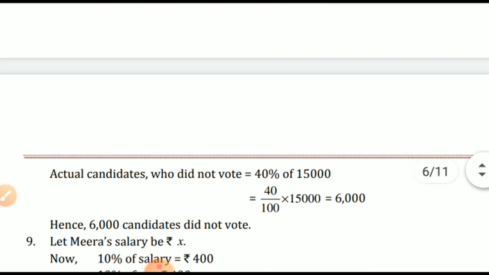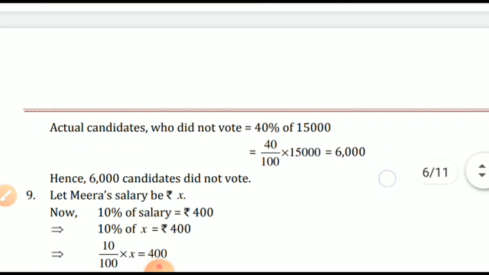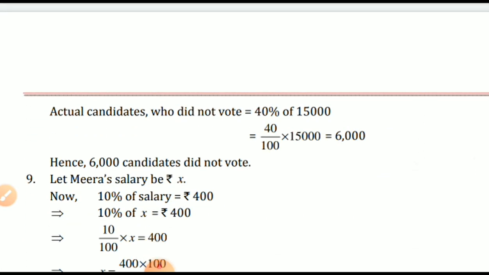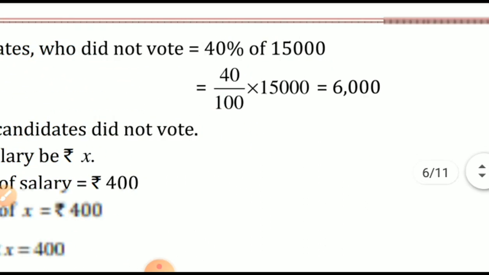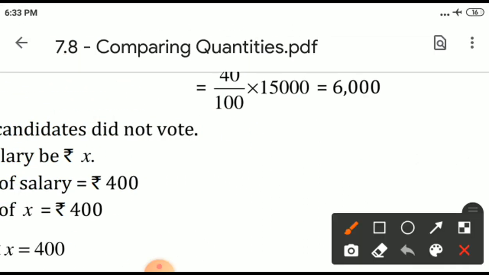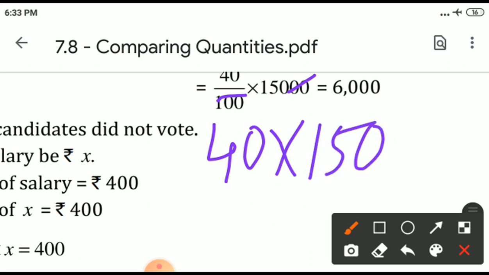Yes, my dear student, the actual candidates who did not vote is equal to 40 percent of 15,000. So we can remove the of and the percent sign. We are in simplification mode: 40 upon 100 multiplied by 15,000. 20 cut, 20 cut. Now what will be the answer here? 40 multiplied by 150. Okay, student, forget about the zeros. I say the zeros are pani puri and you eat them. How many are you eating? 1 zero and 2 zeros. That means you ate 2 pani puri.